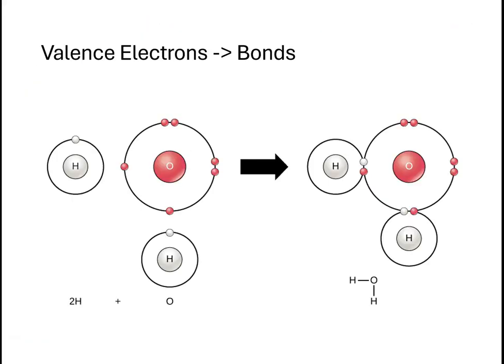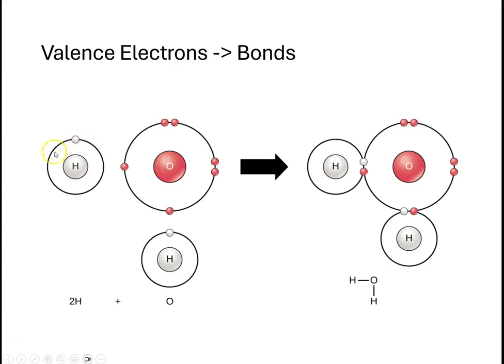All right, so again, those valence electrons, that's usually all we pay attention to when we're talking about bonds. So here we have an oxygen atom and 2 hydrogen atoms. You can probably already figure out what this particular compound is going to be. This is water. H2O, 2 hydrogens, 1 oxygen.